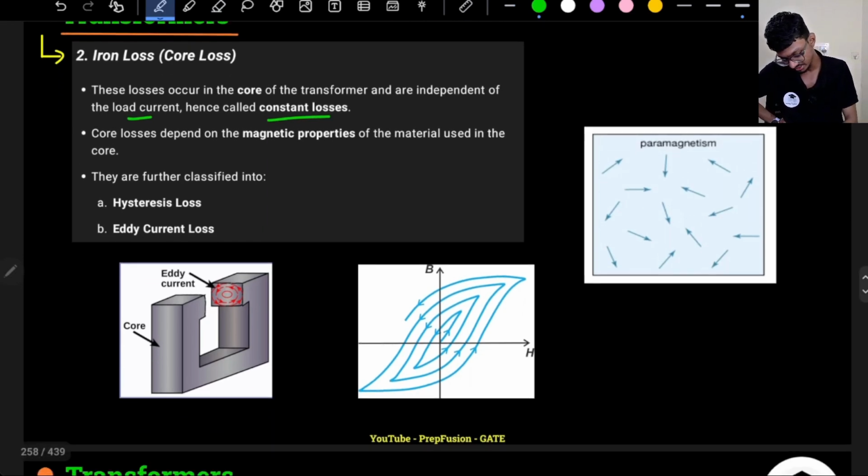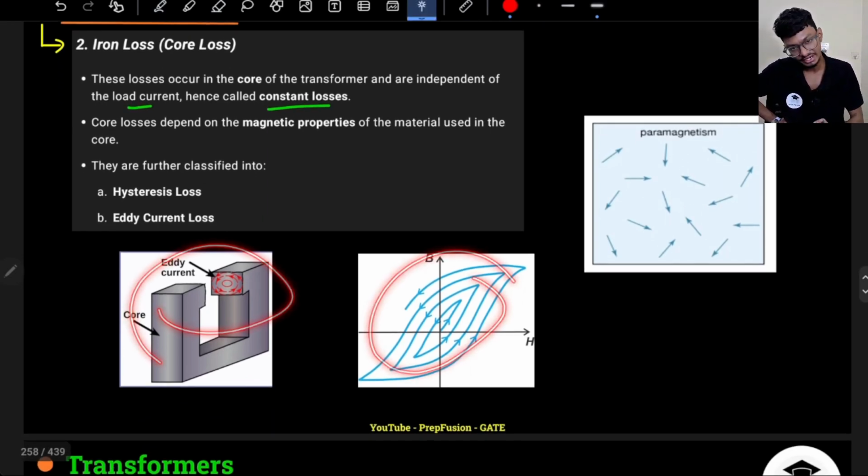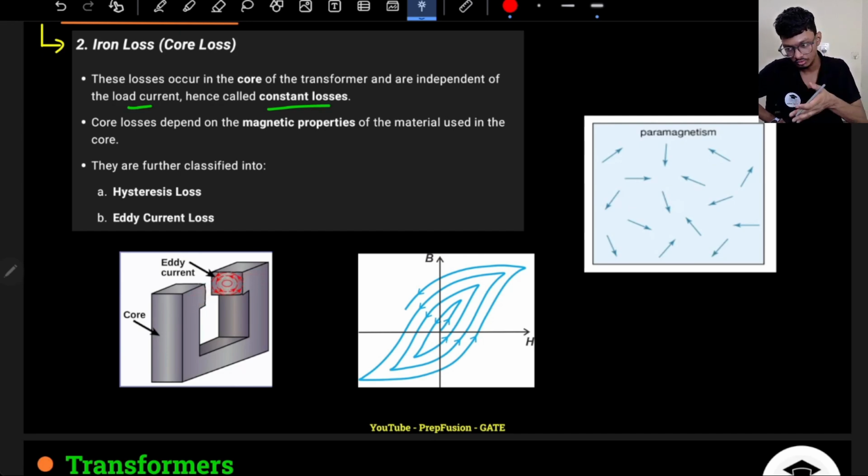Briefly, I have described why hysteresis happens and why eddy current happens. In this core, flux is flowing. Due to that, voltage will be induced inside the core, in the cross section. Because the core is metal, which is a conducting path, a closed loop is formed. So current will flow, and due to that current there will be eddy current losses.